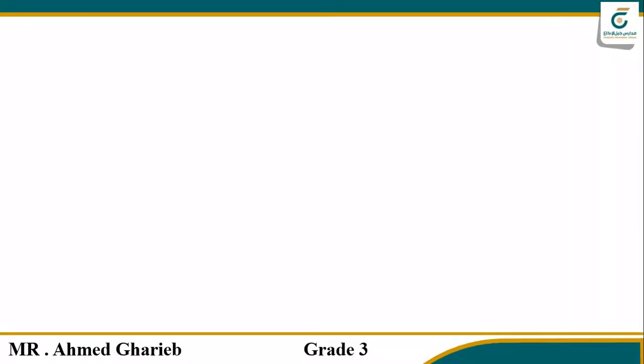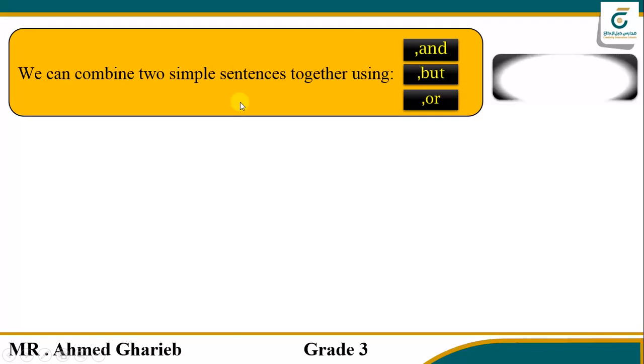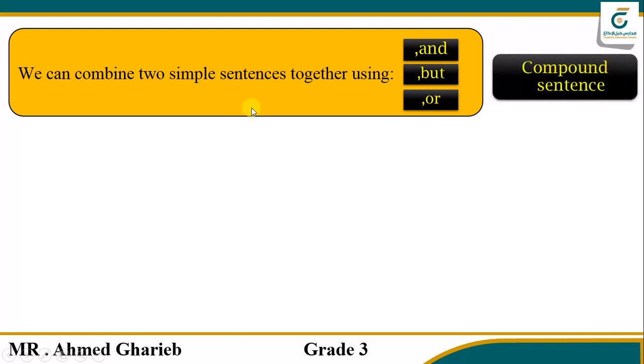Before we start, I want all of you to remember what we learned about how to combine two simple sentences together. What tools we used. Do you remember? Three tools. The first one is and, but, or. So we use one of the three tools to make two sentences just one, and the new sentence is called a compound sentence. Okay, let's have an example.